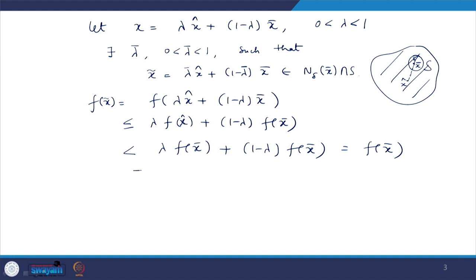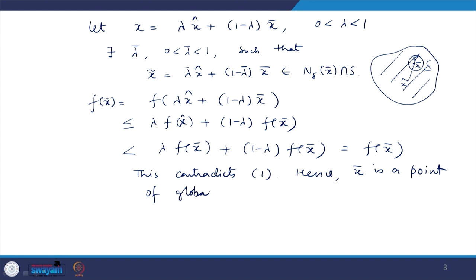So, this contradicts one, and hence x bar is a point of global minimum of f on S. So we can say that if we have a convex function and we have found a local minimum, then that local minimum is nothing but a global minimum of f.